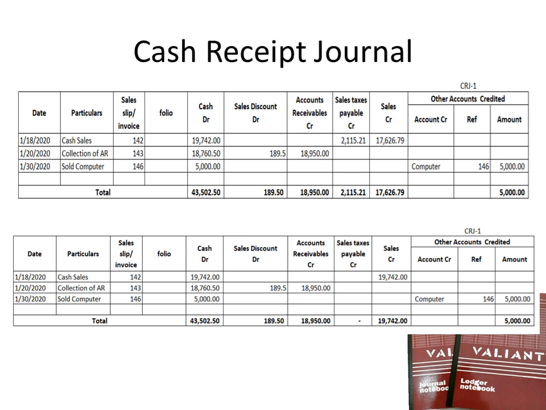You also have sold computer, 5,000. Take note, this is not sales because you are selling your old computer. So you need to put the computer so that it would now be eliminated in its ledger account. It would be zero out.